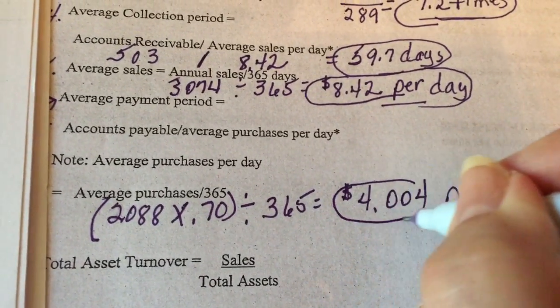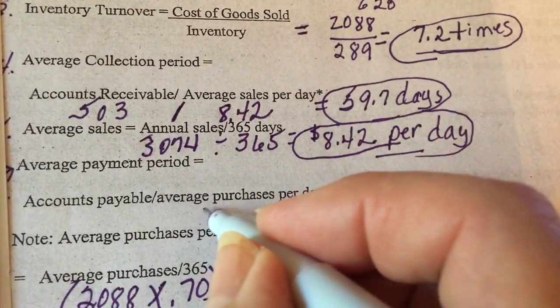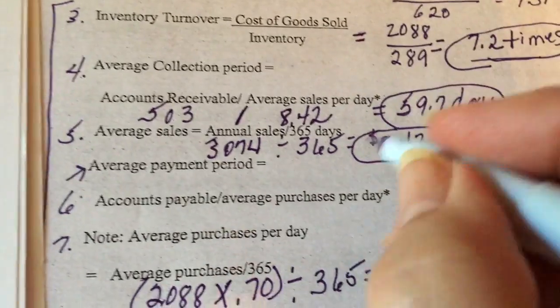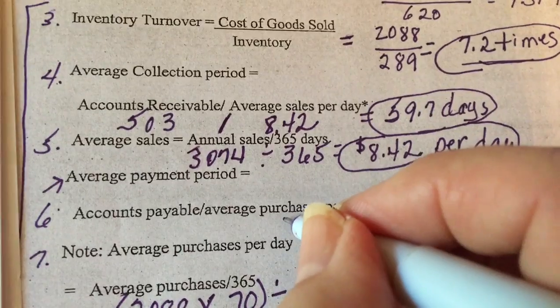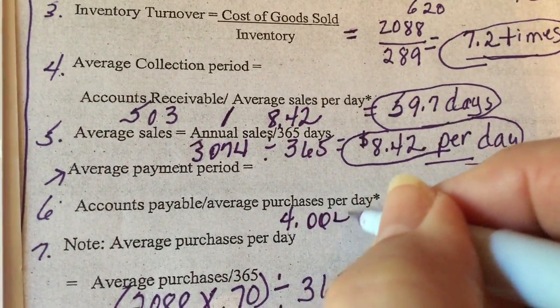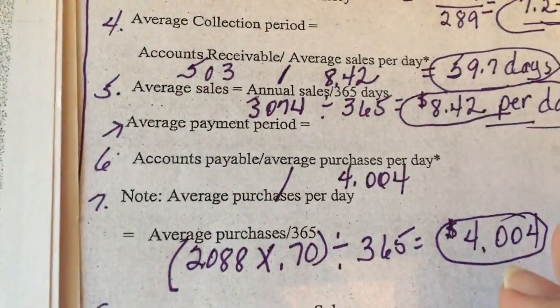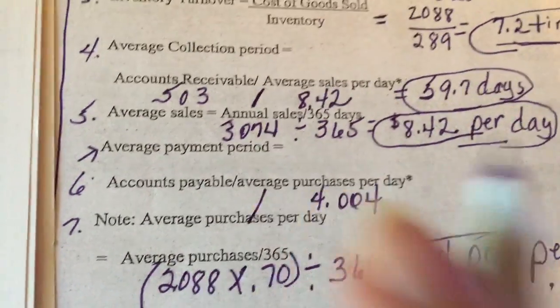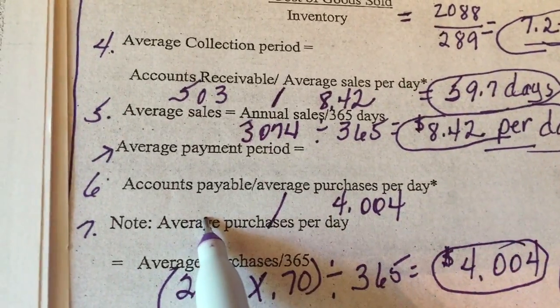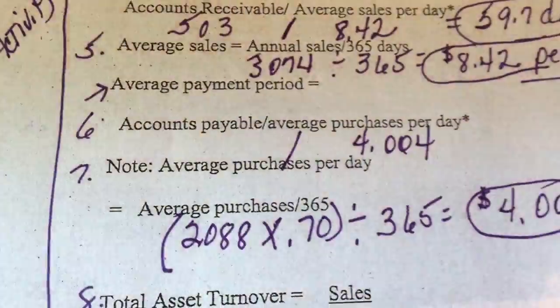Okay, now let's carry this number. This is one of your answers. So let's carry this number up to the number 6 that we're trying to calculate. So our average purchase is 4.004. And I would just leave everything as it is in the decimal form that it comes out in your calculator. Now you want to divide that into accounts payable. Now remember, accounts payable is a liability.